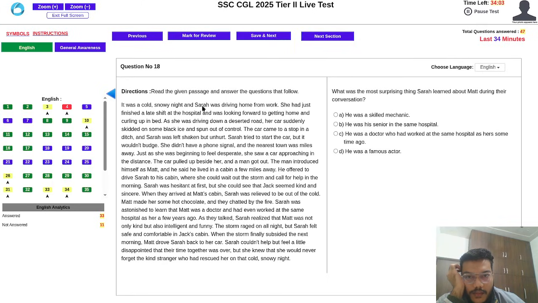It was a cold snowy night and Sarah was driving home from work. She had just finished a late shift at the hospital and was looking forward to getting home and curling up in bed, when she hit some black ice. Her car spun out of control. Sarah was left shaken but unhurt. But she didn't have a signal, and just as she was beginning to feel displaced.